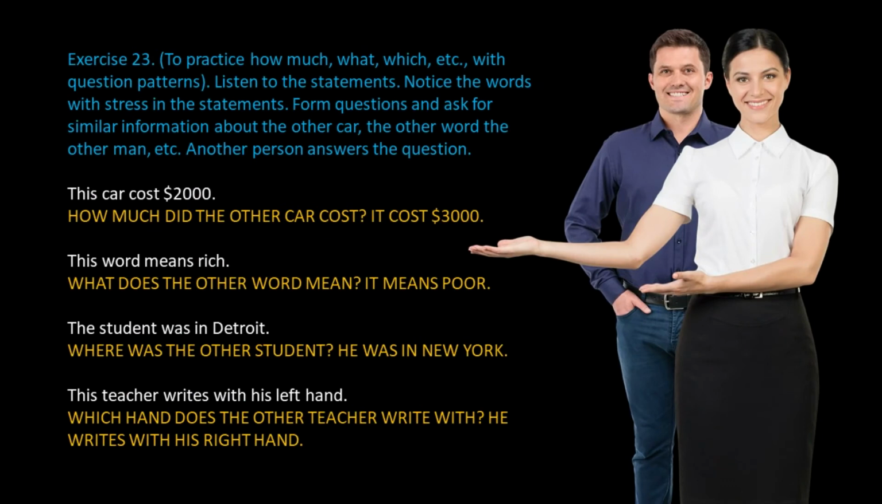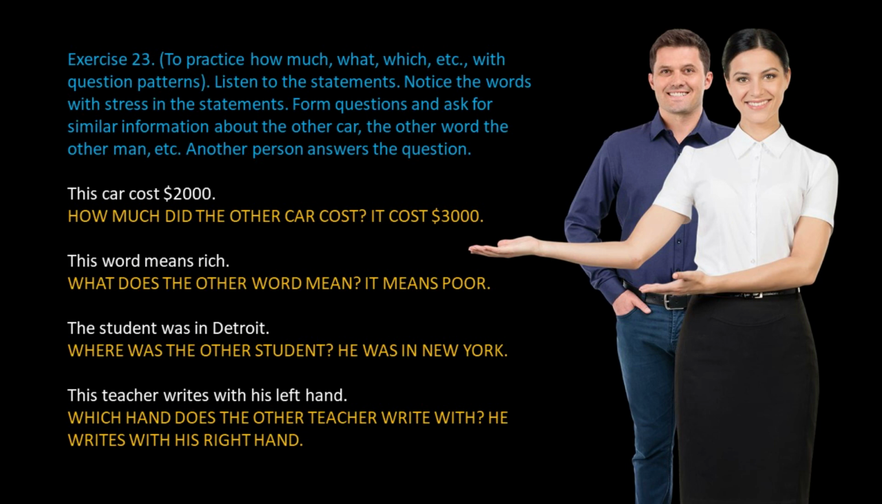Exercise 23. To practice how much, what, which, etc., with question patterns. Listen to the statements. Notice the words with stress in the statements. Form questions, and ask for similar information about the other car, the other word, the other man, etc. Another person answers the question. For example, This car cost $2,000. How much did the other car cost? It cost $3,000.